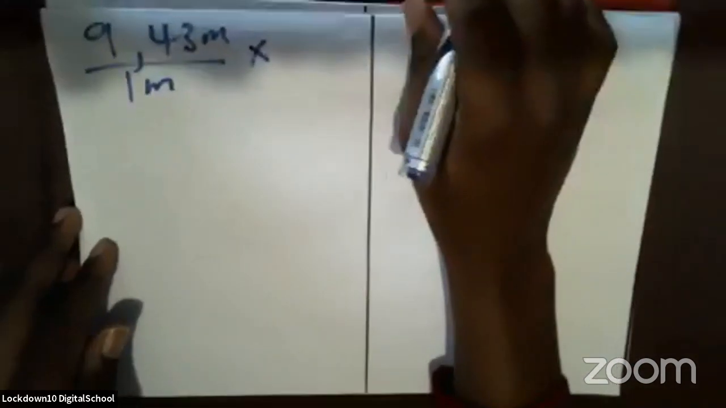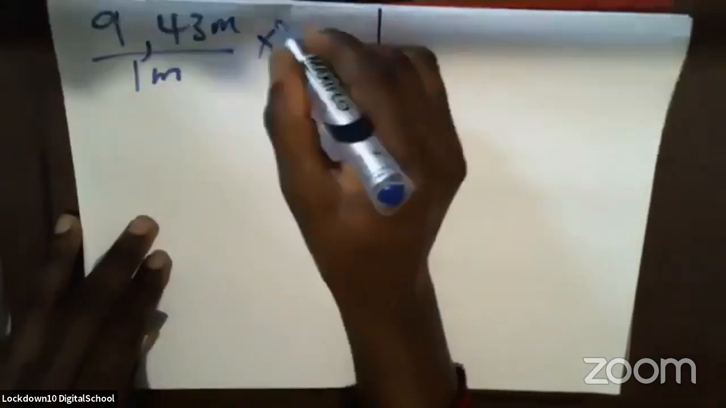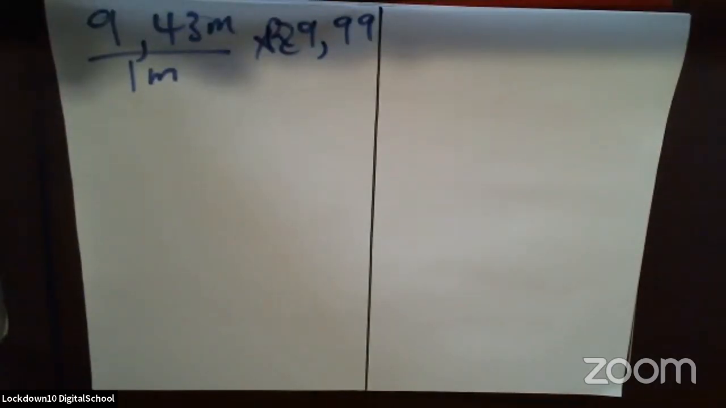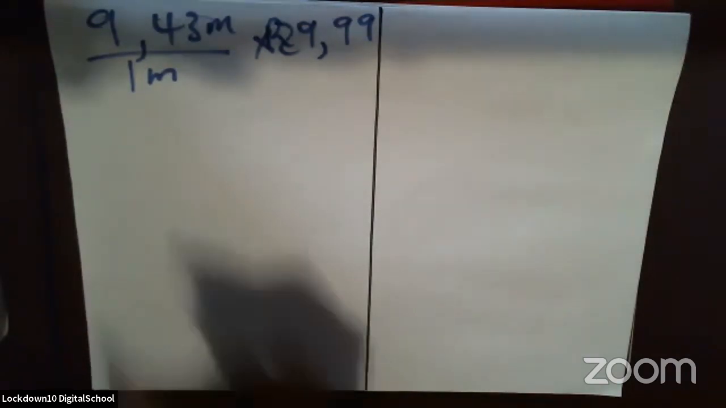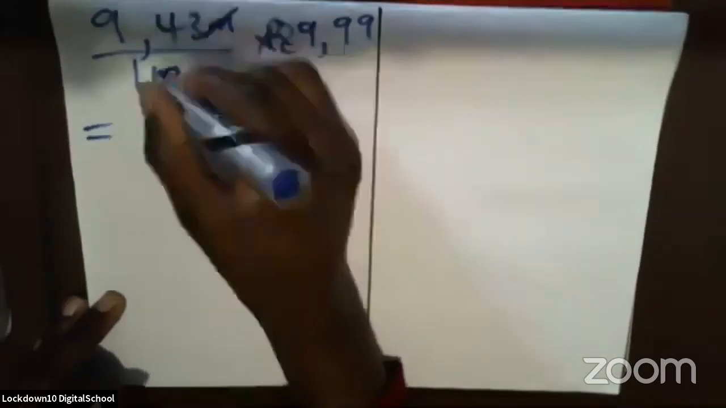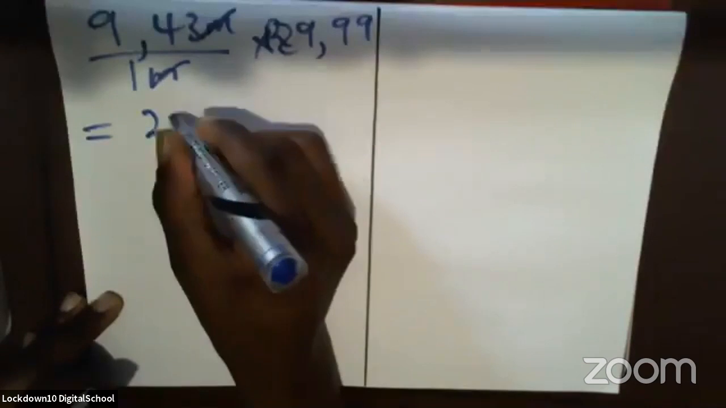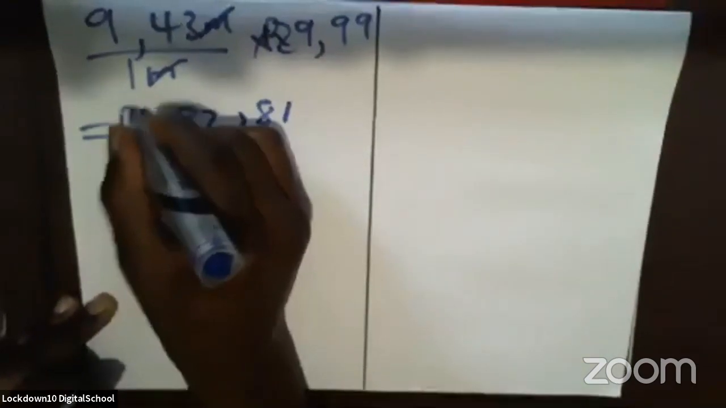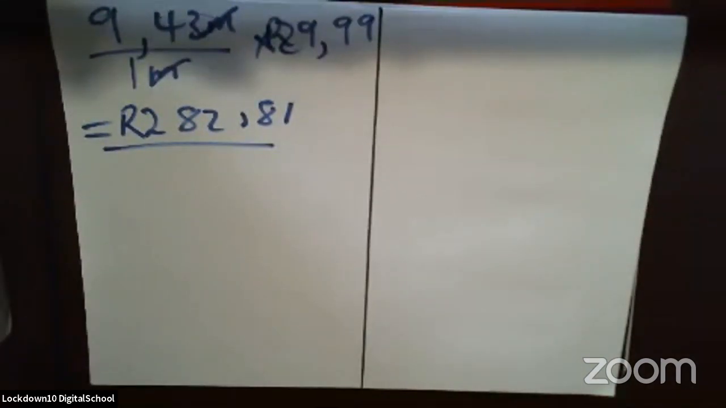9.43 meters over 1 meter multiplied by the cost of a single meter. The cost of a single meter, we told you, was 29.99 rand. Yes, we multiply, we times. So we're saying 9.43 multiplied by 29.99, which will give us what, guys? What do you have? Meters and meters will cancel out? Yes. We have 282.881. So this is what he is going to pay for the fence.